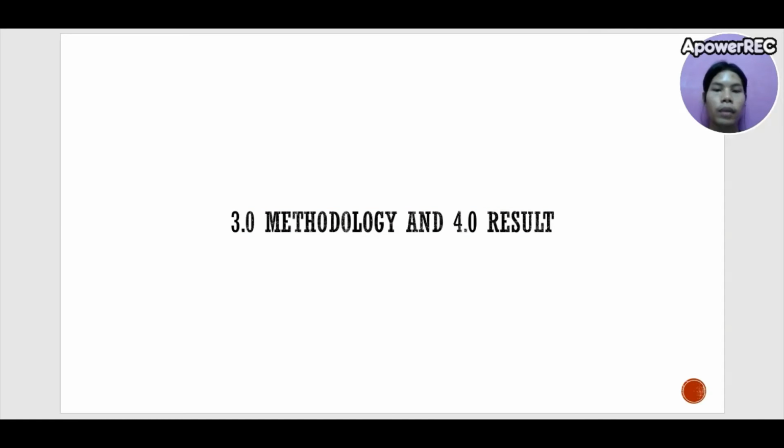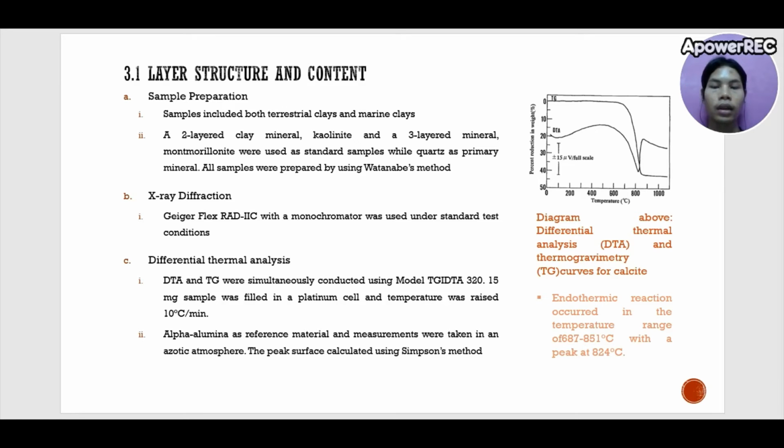So now is 3.0 methodology and 4.0 result. 3. Layer structure and content. Sample preparation. Samples included both terrestrial clays and marine clays. Two-layered clay mineral, kaolinite, and 3-layered mineral were used as standard samples, with quartz as primary minerals. So all samples were prepared by using the water-Nevis method.